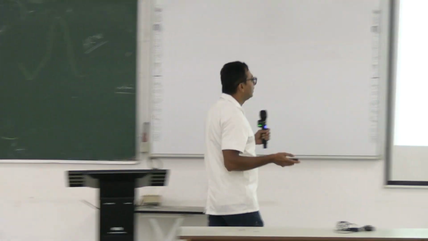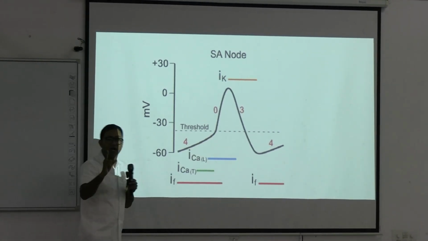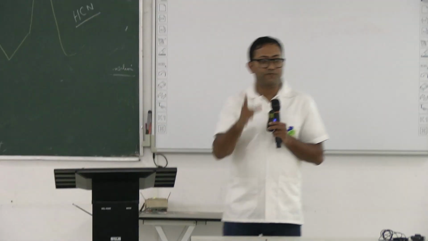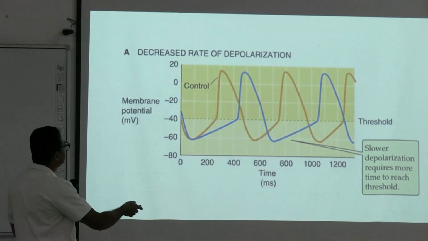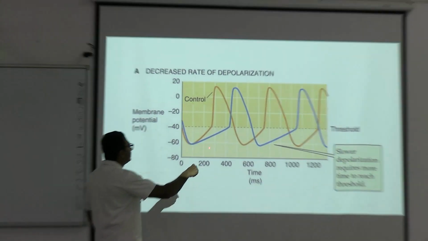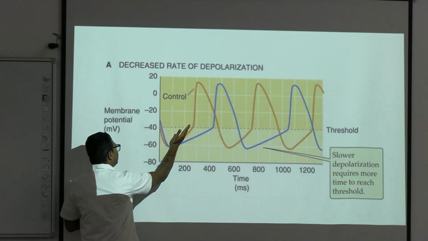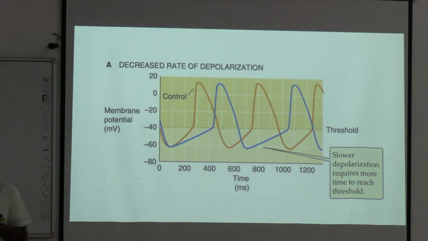This phase 4 determines your heart rate, right? The inclination of this phase 4 determines your heart rate. So see this, this one is the control, this is phase 4. Now if you make it more flat, your heart rate will reduce, right? Getting my point?